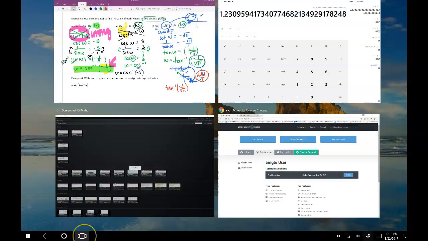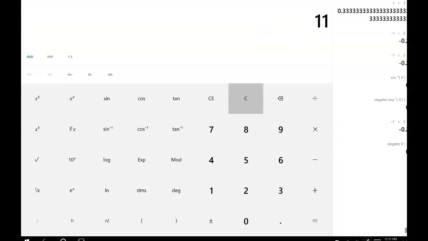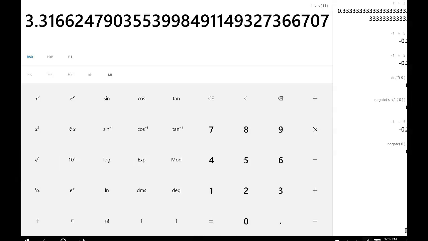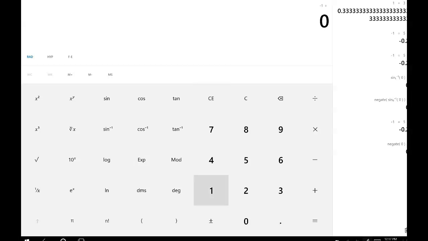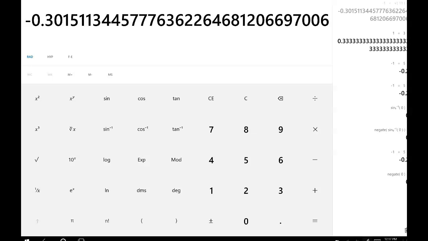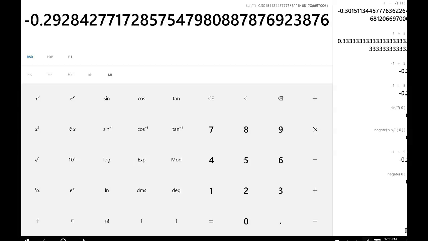Let's go find my old school calculator. 1 divided by 11 square root. So that's negative 1 divided by square root 11. Okay, and then I need to take the tangent inverse. Oh, it's taking tangent inverse of a square root 11. That doesn't seem right. Okay, let's do this one more time. 11 square root, hit enter. Okay, so there you go. It gave me negative 0.3015. Now I'm going to tangent inverse. So tangent inverse of that is negative 0.29.